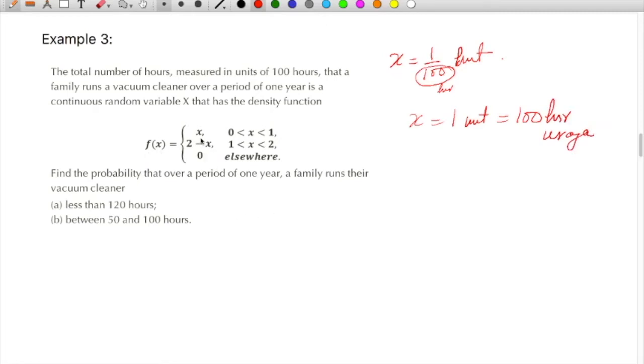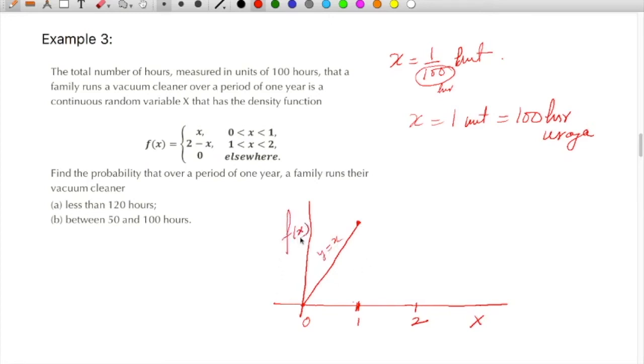Now see here, this is a function having probabilities x for 0 to 1, then 2 minus x for 1 to 2, and then 0. Suppose I want to draw this probability density function. This is x, with points 0, 1, and then 2. So from 0 to 1 there is a function x. So this will be a straight line, y equal to x.